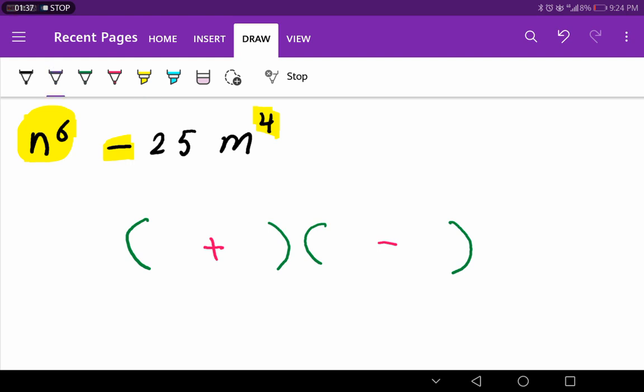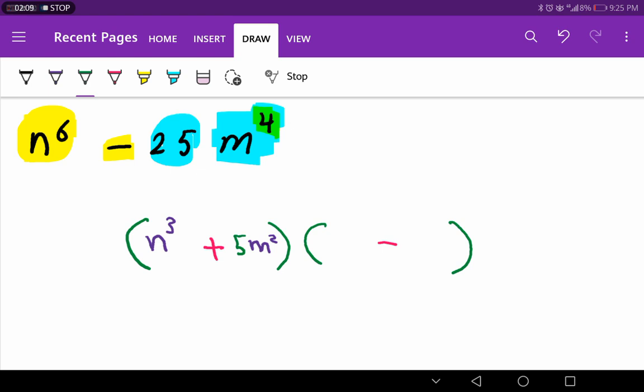So in the first term I have n with power 3. And in the second part, it is m with power 4. I cut the power by 2, and it gives me 2. So I will write here m with power 2. But I will never forget this guy. I take the radical of 25, and this gives me 5.